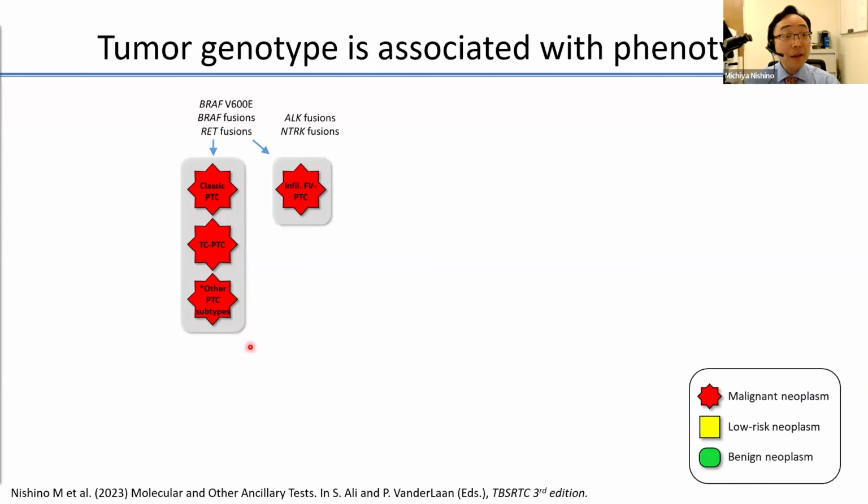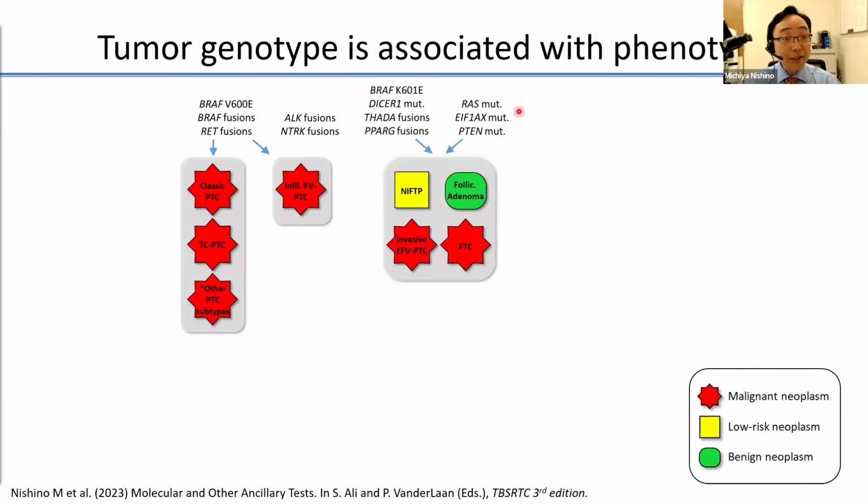In contrast, RAS mutations and these other RAS-like alterations here can be found in both benign and low-risk neoplasms, like follicular adenoma and NIFTP, as well as their invasive malignant counterparts, follicular carcinoma and invasive encapsulated follicular variant of papillary carcinoma. Along the same lines, mutations in mitochondrial DNA and chromosomal copy number alterations can be seen in both benign and malignant oncocytic neoplasms.